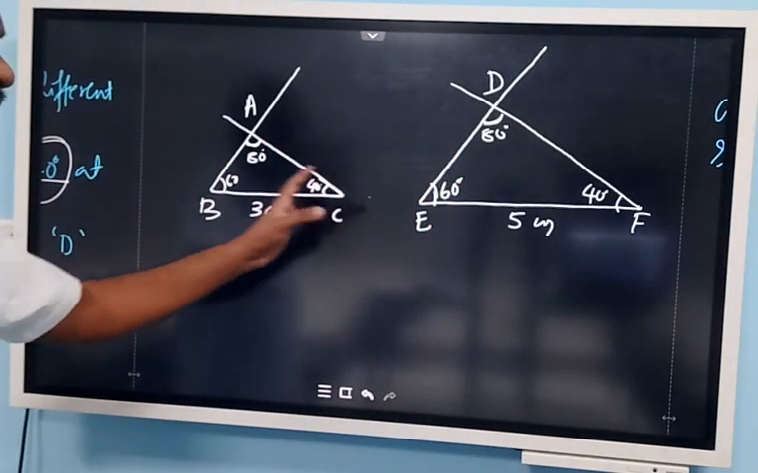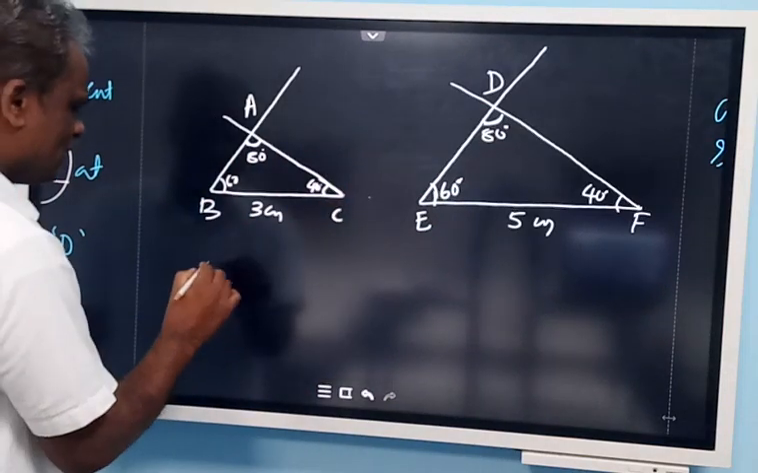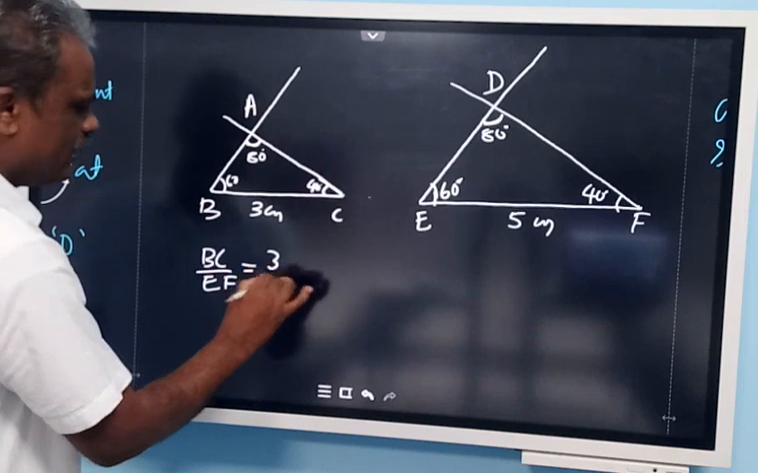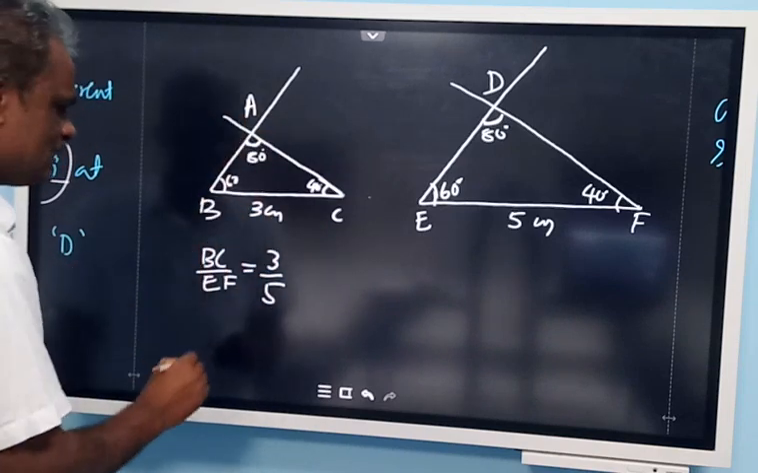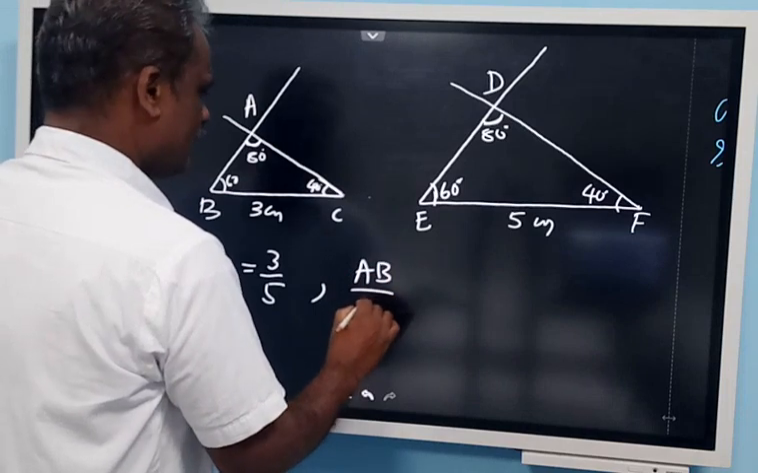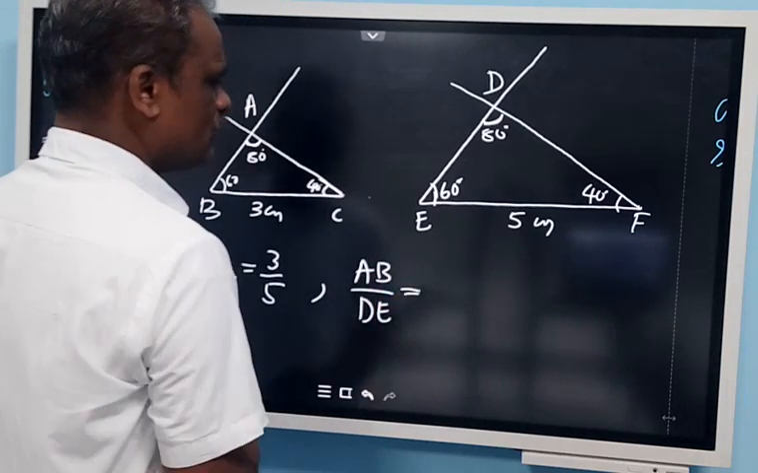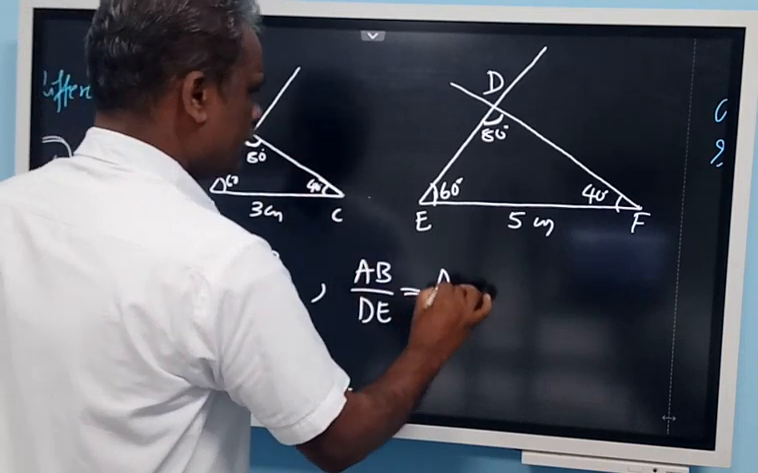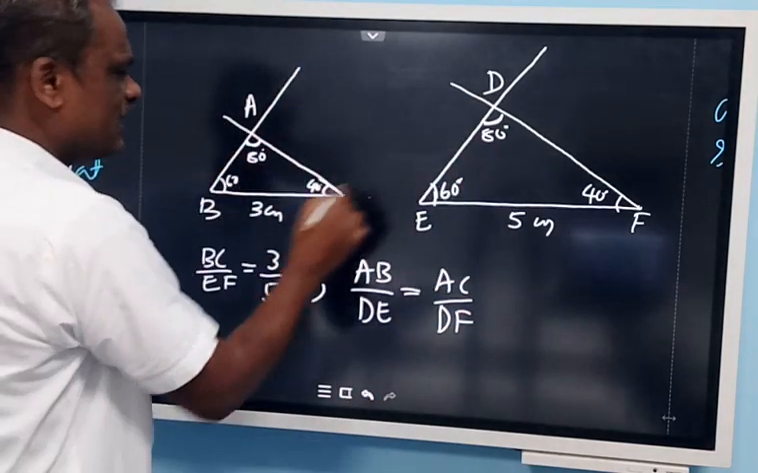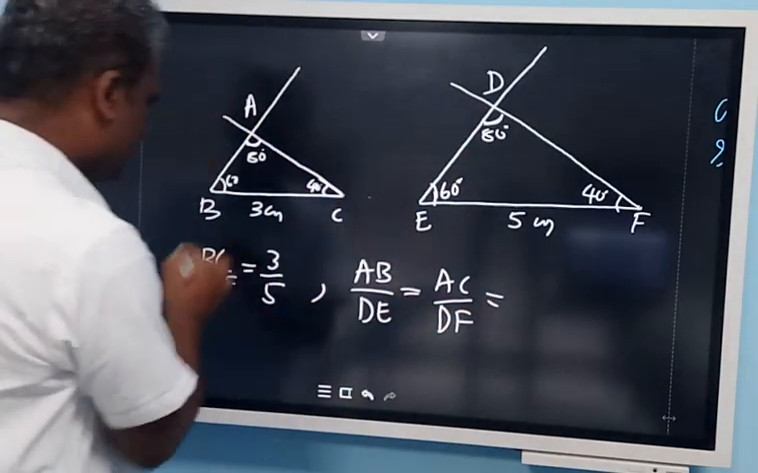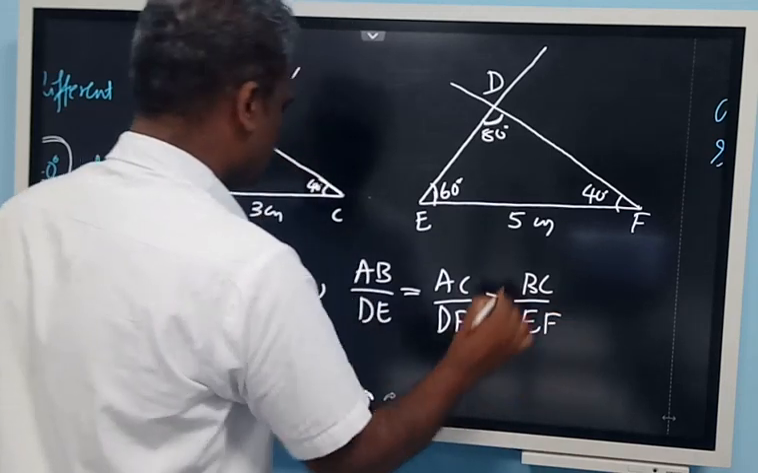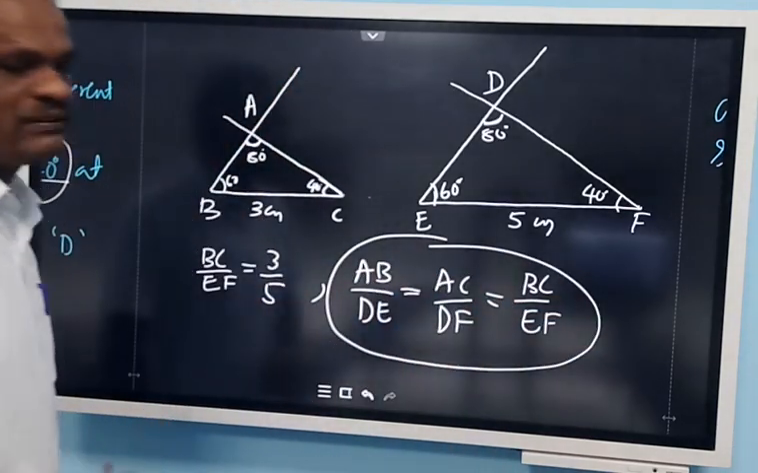So once you do like this, find out the ratio of the sides. BC by EF, you are having 3 by 5. And you check the other sides. So you will get AB by DE equal to AC by DF. It will be equal to BC by EF only. All the three sides will be in the same ratio. So this will automatically be satisfied.